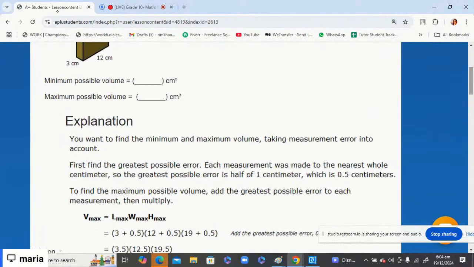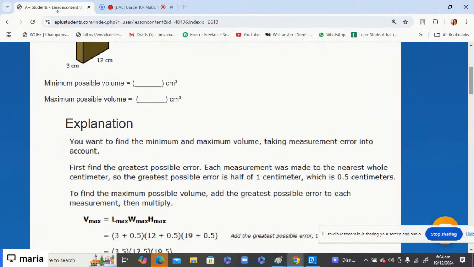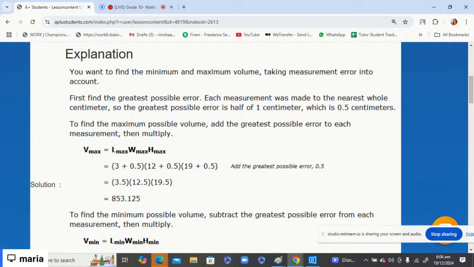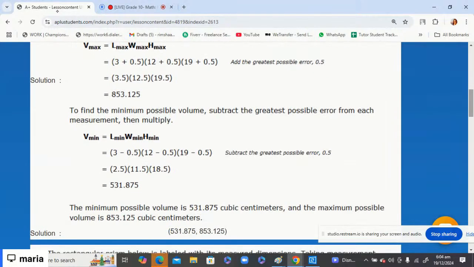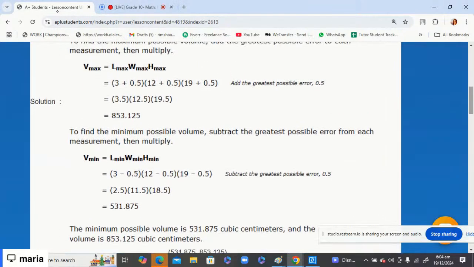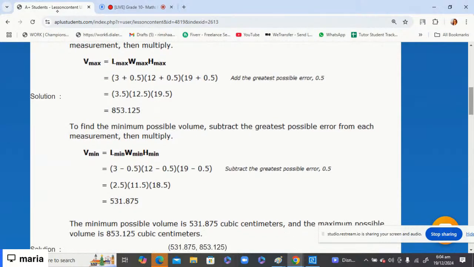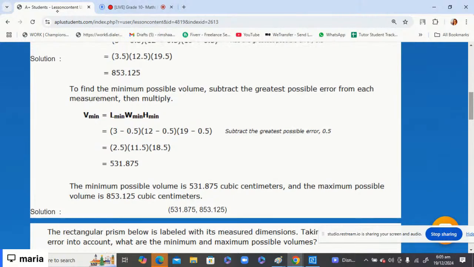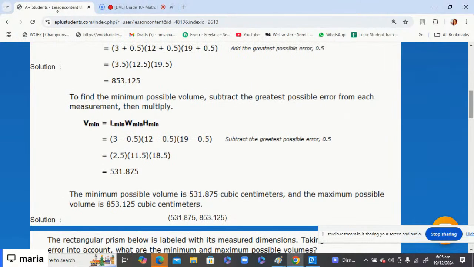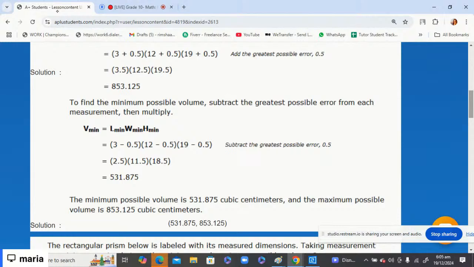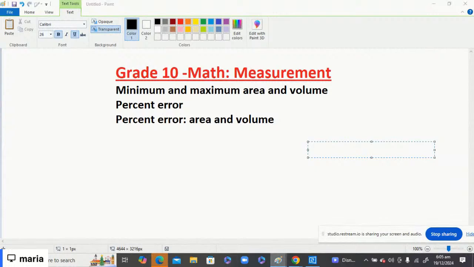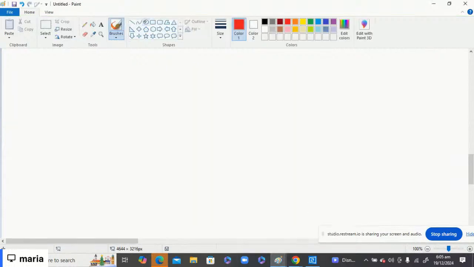And now, what is the maximum possible error? This is in centimeter cube. So the greatest possible error is 0.5. First, we add 0.5 and then multiply. And then in the end, you subtract 0.5 and then multiply. And then we see that the maximum possible volume is 853.125 and the minimum possible volume is 531.875.